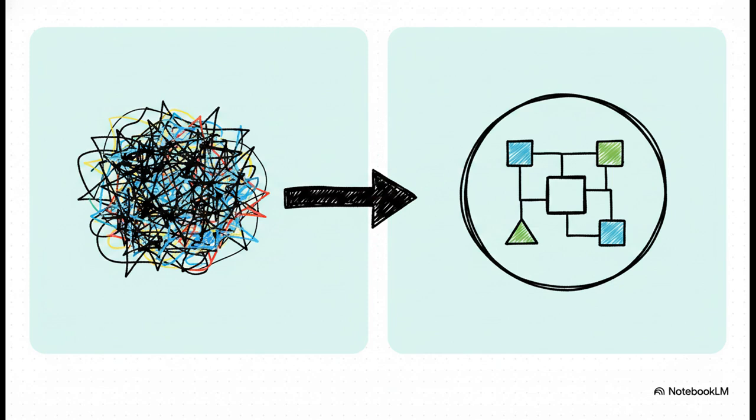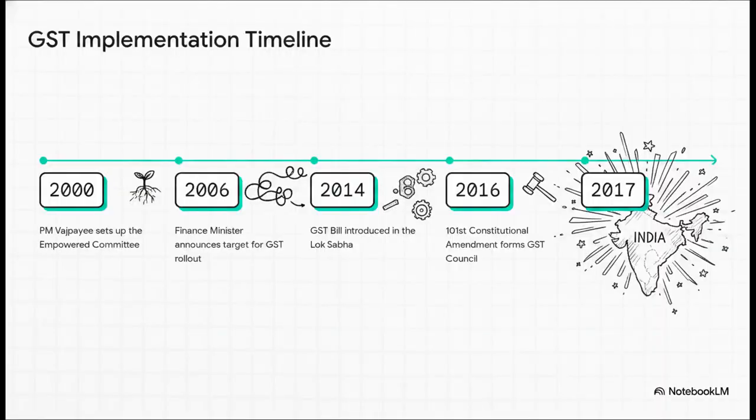GST came in and wiped out that whole tangled web, replacing it with a single, streamlined framework. One nation, one tax, featuring a seamless flow of credit. A real game changer. But, a transformation this massive, it definitely does not happen overnight.